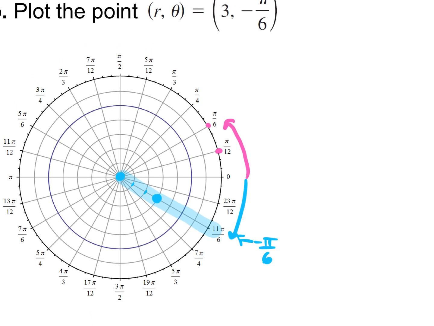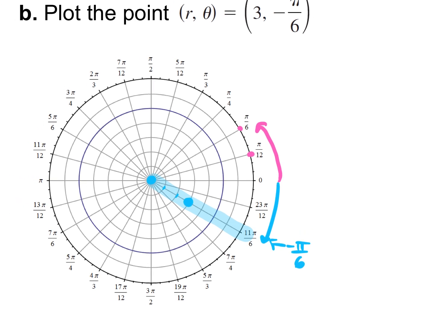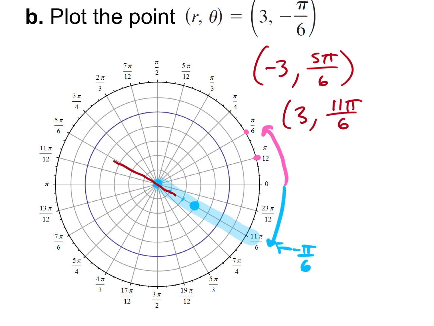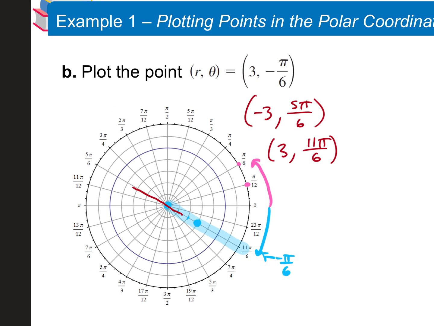What would be another polar coordinate that would give me this same point? So you could say, if we extended this out, that would be 5 pi over 6. And negative 3, perfect, so (negative 3, 5 pi over 6). What else? So what's an obvious one? What does this point fall on in the positive? 11 pi over 6. So we could say (positive 3, 11 pi over 6). Awesome. So all 3 of these are the same thing.